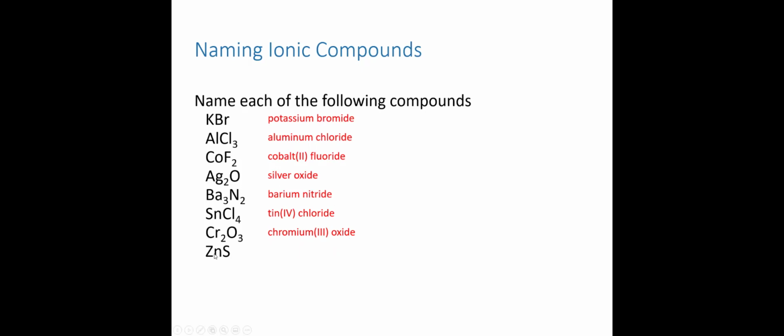Finally, we have zinc with sulfur. Zinc was one of the special atoms that is always going to have a constant charge. It's always +2, so we don't need to say that in the name. And sulfur becomes sulfide, so this is zinc sulfide.